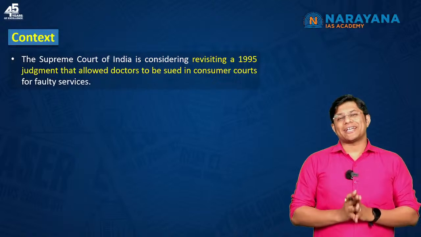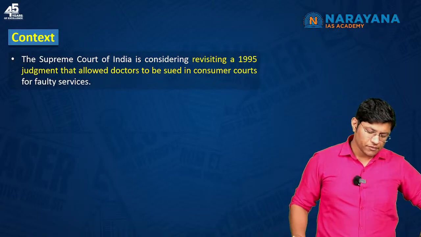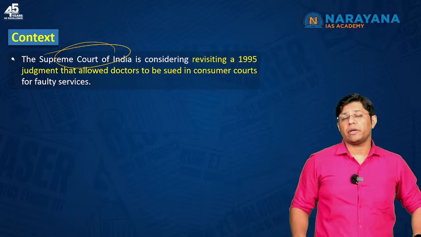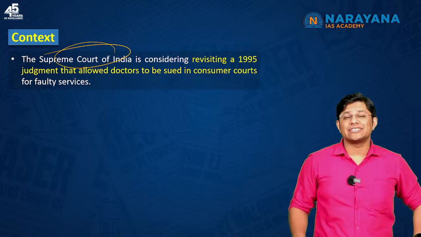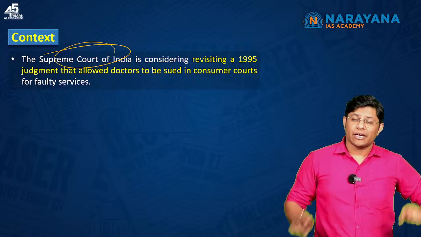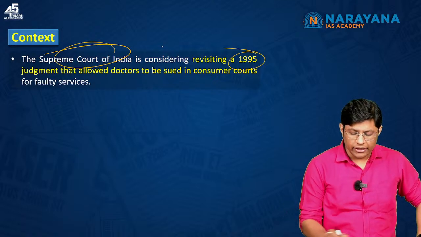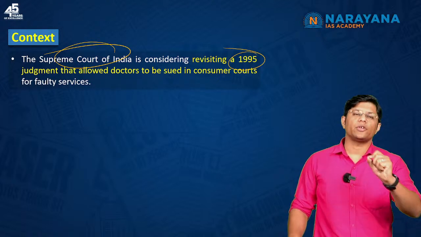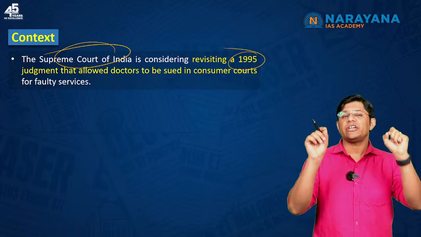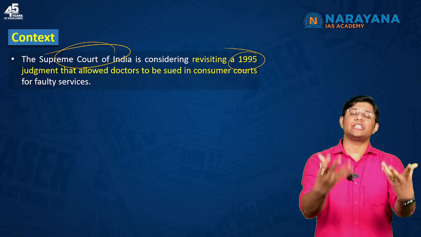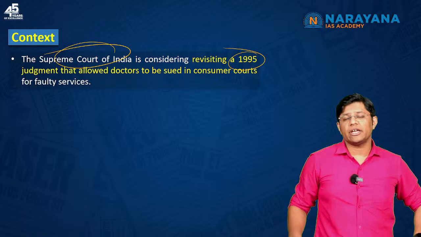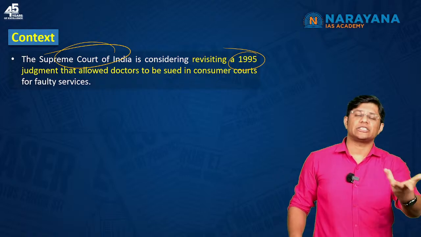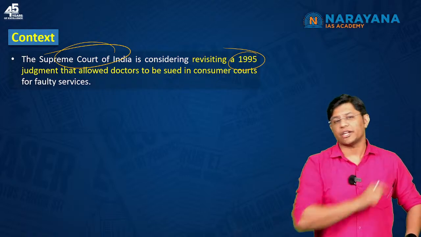To start with the context. Now what is the context? The context, as I mentioned earlier, is that the Supreme Court on May 14, 2024 is considering to revisit its judgment given in the year 1995. Now the two-judge bench of the Supreme Court on May 14, 2024 requested the Chief Justice of India to constitute a larger bench. Why? To revisit the 1995 judgment, which means the Supreme Court wants to change the judgment that it had given in the year 1995.